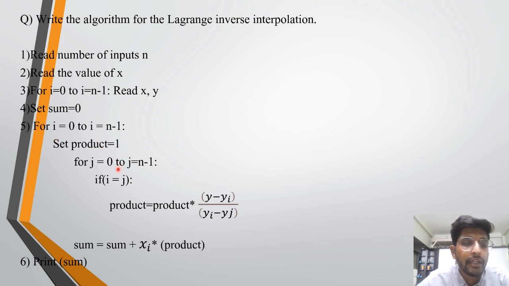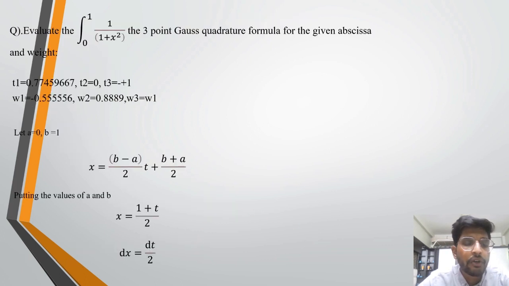And in the next for loop, we set j equal to 0 to n minus 1. And if i and j are not equal, we set the product as product into (y minus yj) divided by (yi minus yj), and store it in the sum variable as sum equal to sum plus xi into product, and then we print the sum. So this is the algorithm for Lagrange's inverse interpolation. Now let's move on to the next question.